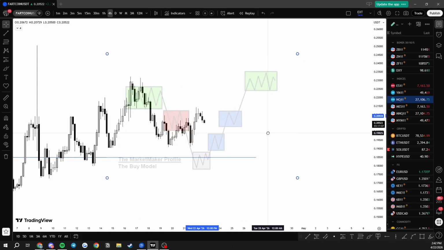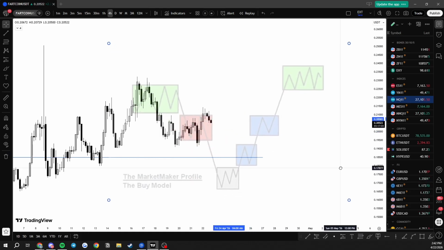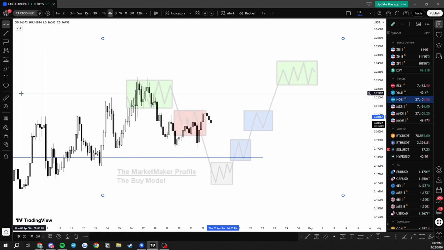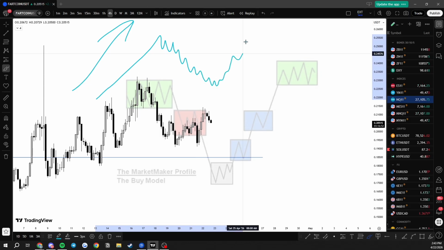Maybe you guys are getting tired of seeing the market maker model chart, but this is literally how I view the market. Because we all know price is never just gonna go like this. It's always gonna go up, and then it's gonna go down. It's gonna retrace, and then it's gonna come back up again.